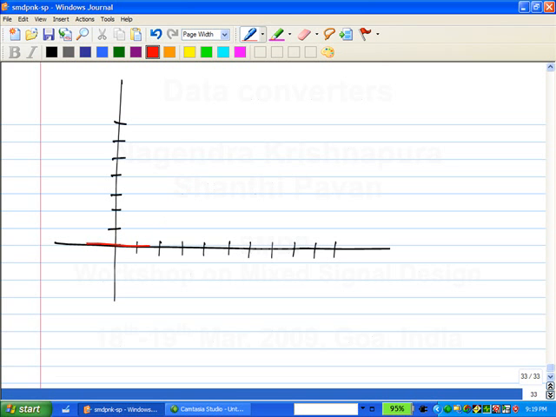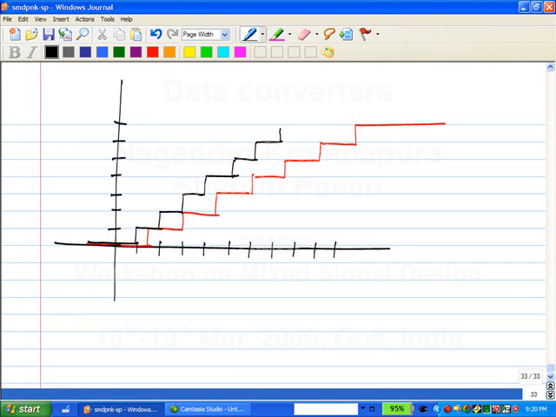So let's say I have some characteristic like this: 1.5, then 3, then 4.5, 6, 7.5, 9, and 10.5. Okay? I have something like this. And my reference VLSB, that is the VLSB I want to achieve, is 1 VLSB. Okay? So my ideal characteristics would have been like this. Okay.